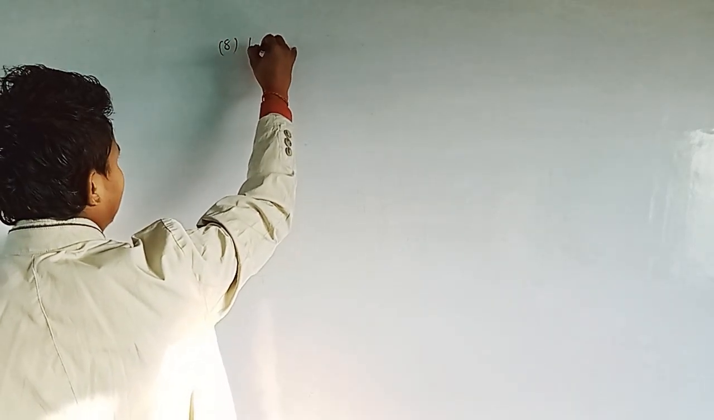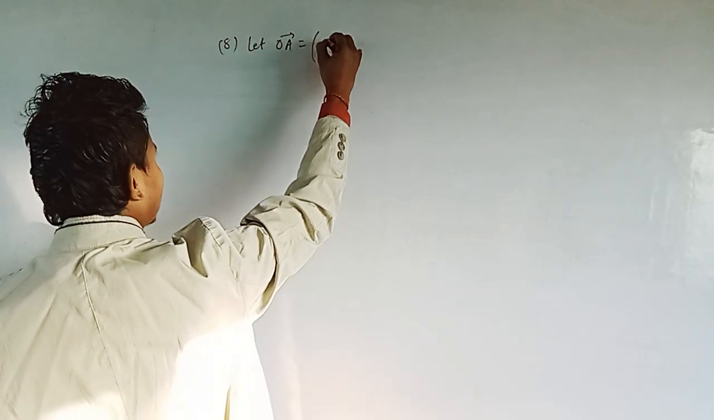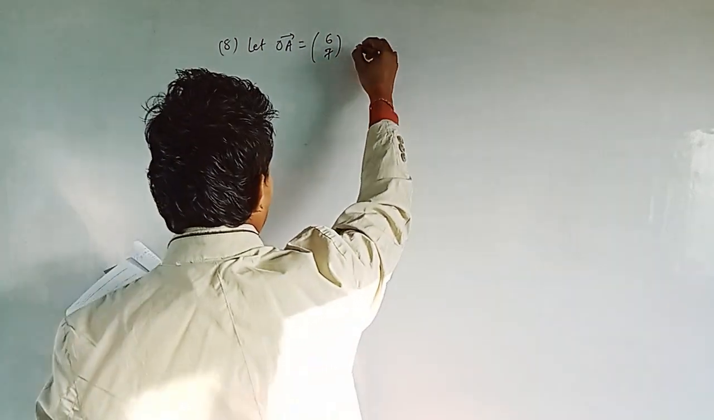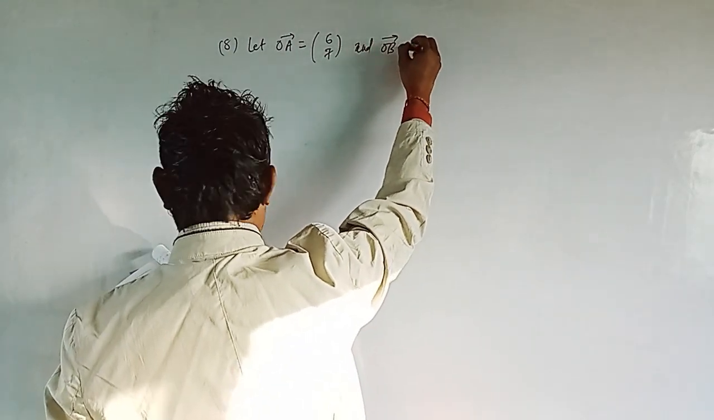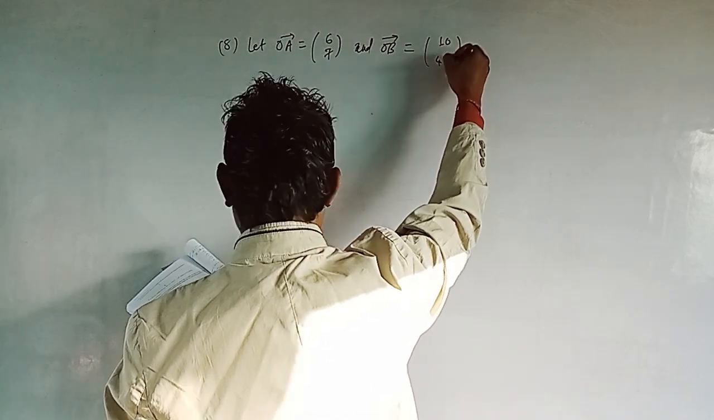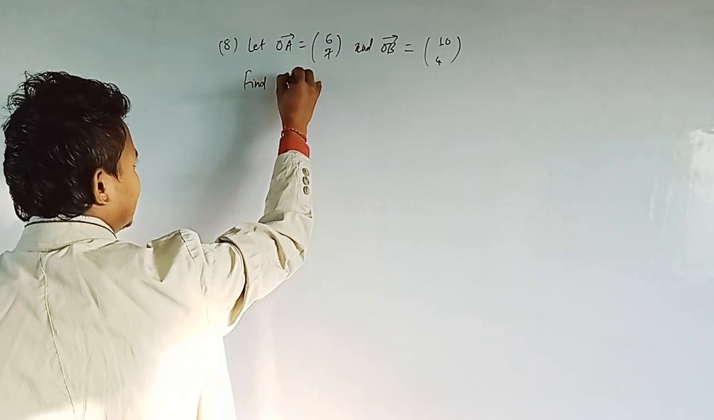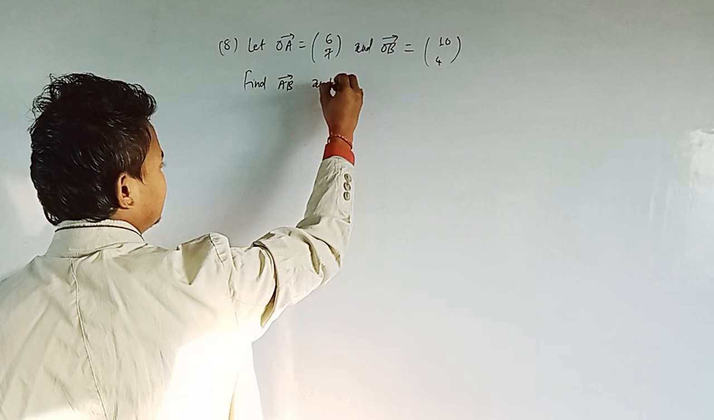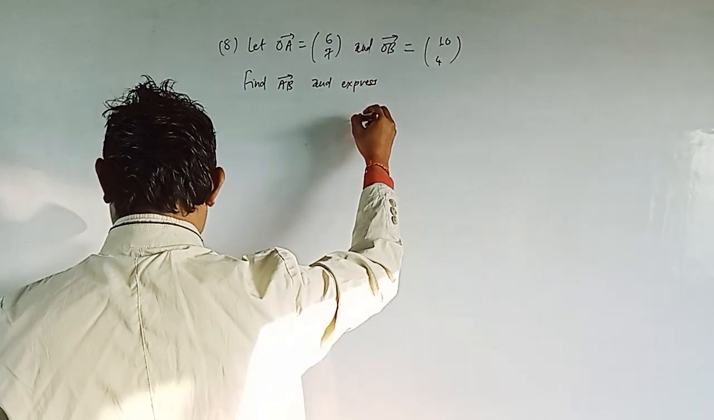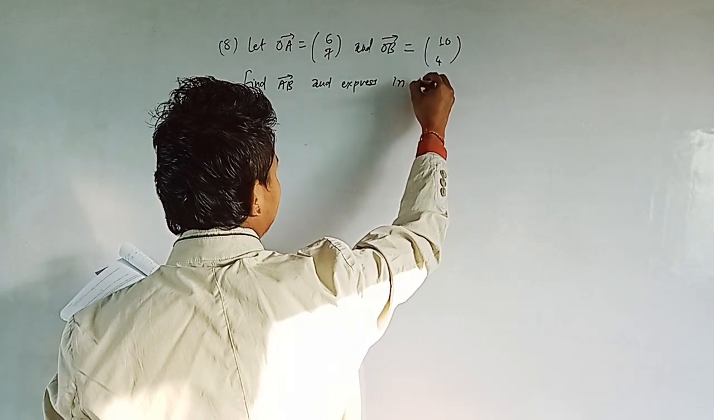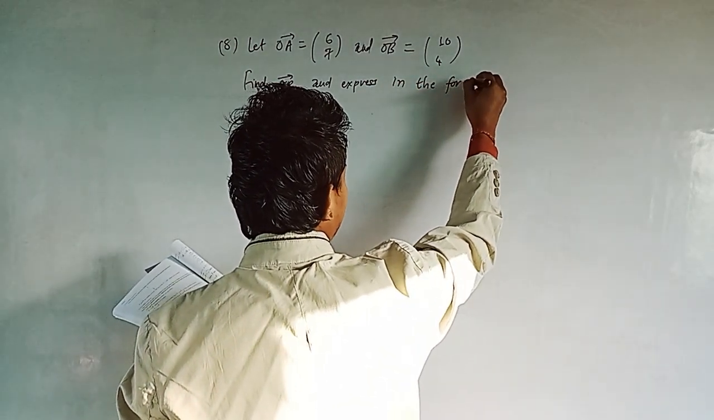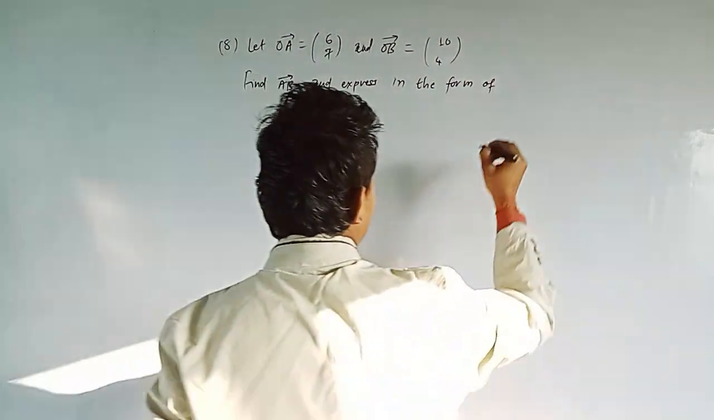We have a question. I think in the last class we have done 7 different types of questions, so this will be type 8. We are given OA equals 6, 7 and OB equals 10, 4. Find AB and express it in the form of xi plus yj.